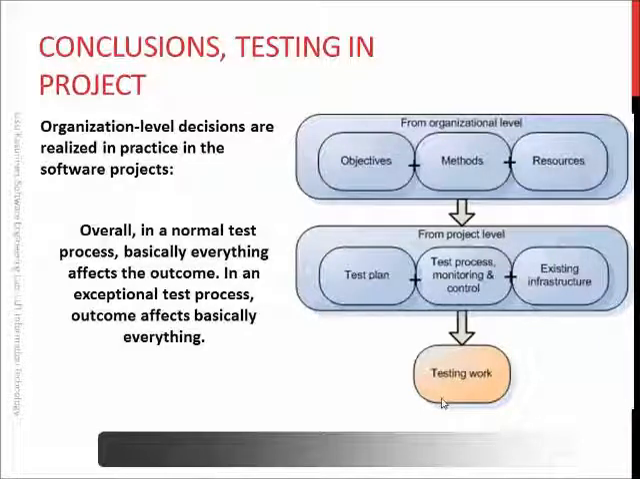So overall, there's a high-level observation here that in a normal test process, basically everything affects the testing outcome. In an exceptional test process, the outcome affects basically everything. This means that in testing work, everything you have planned, everything you have designed, every requirement you have gathered, all the tools you are using to do the development work actually has an impact on the testing and quality assurance. On the other hand, if you are doing testing and quality assurance correctly, everything you do there should also affect how you do things in the future.